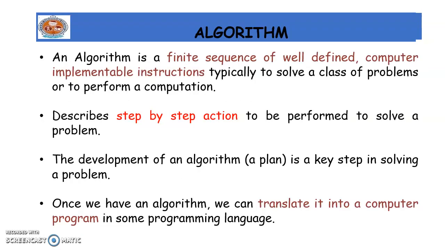So coming to the algorithm, an algorithm is a finite sequence of well-defined computer implementable instructions, typically to solve a class of problems or to perform a computation. So basically, it is a finite sequence of well-defined instructions. Well-defined means there should be no ambiguity. An algorithm describes a step-by-step action to be performed to solve a problem. It is like a blueprint to solve a real-world problem.